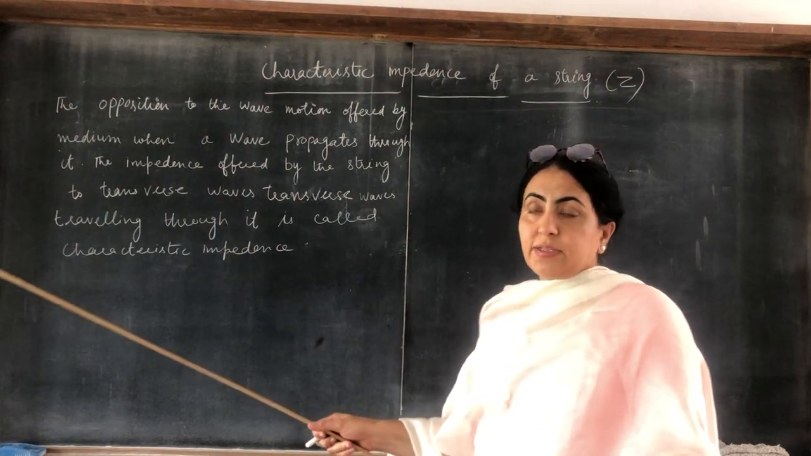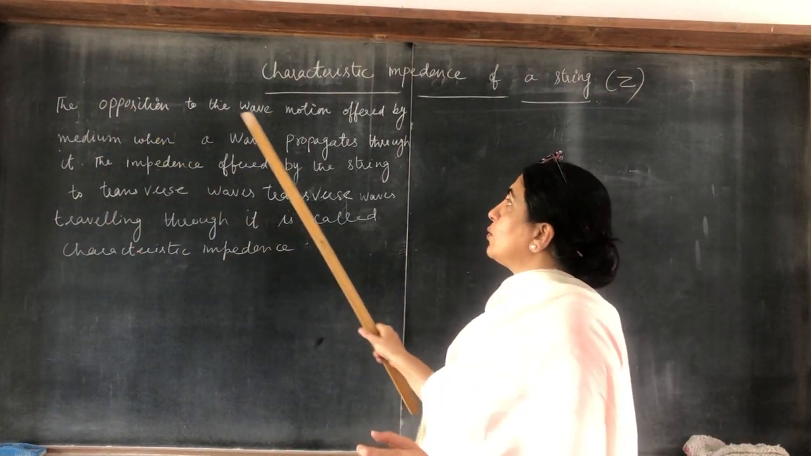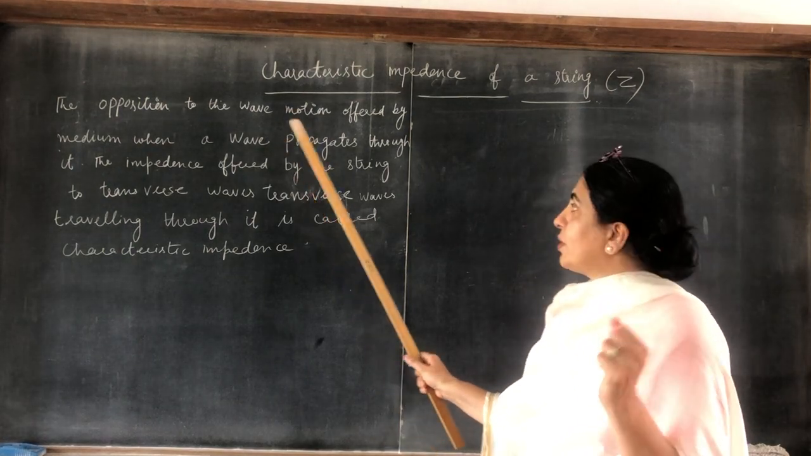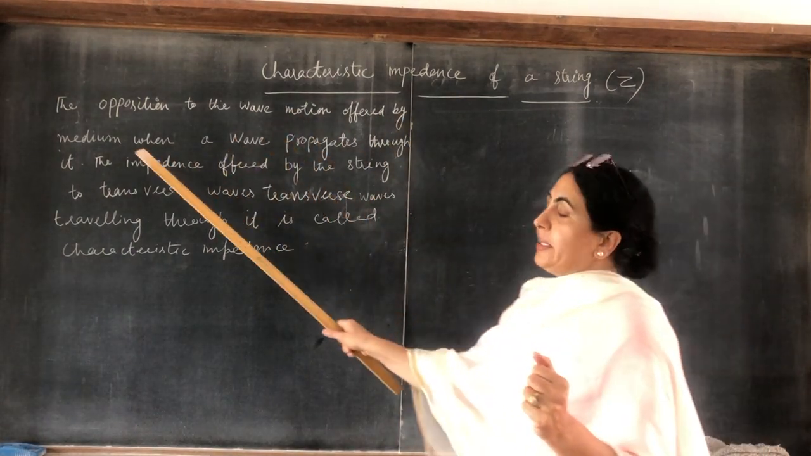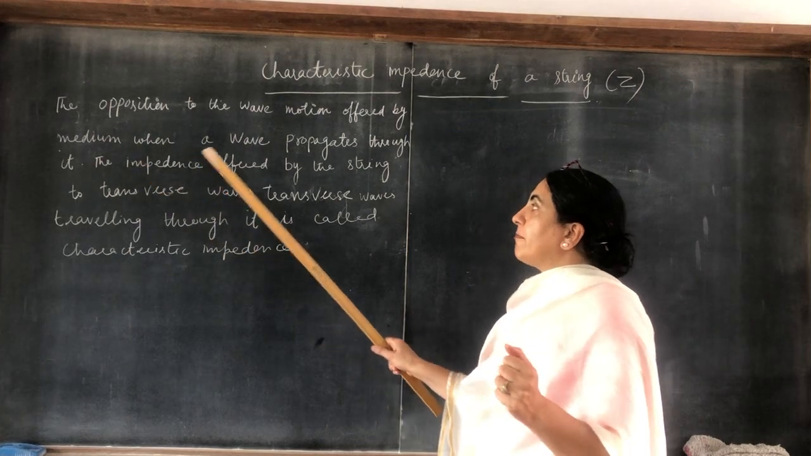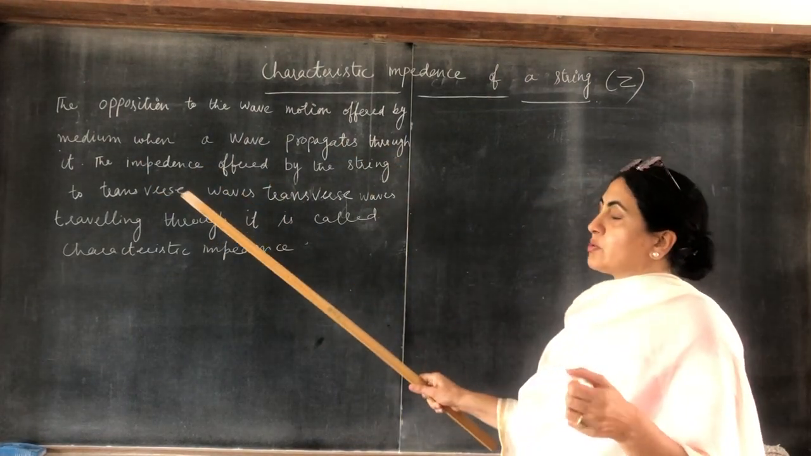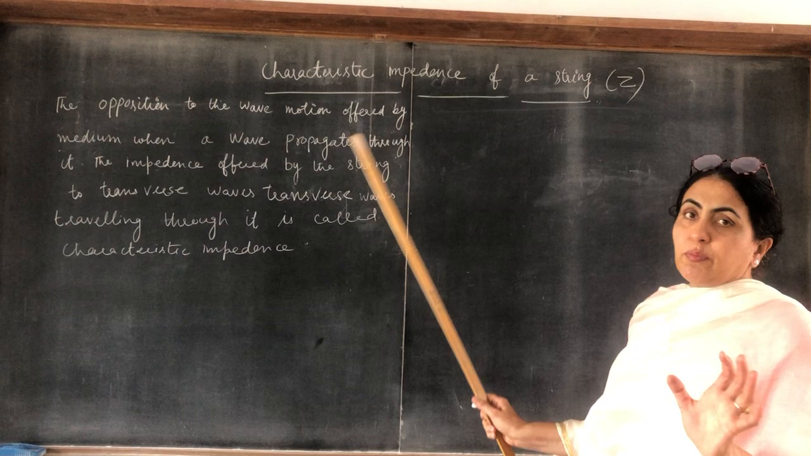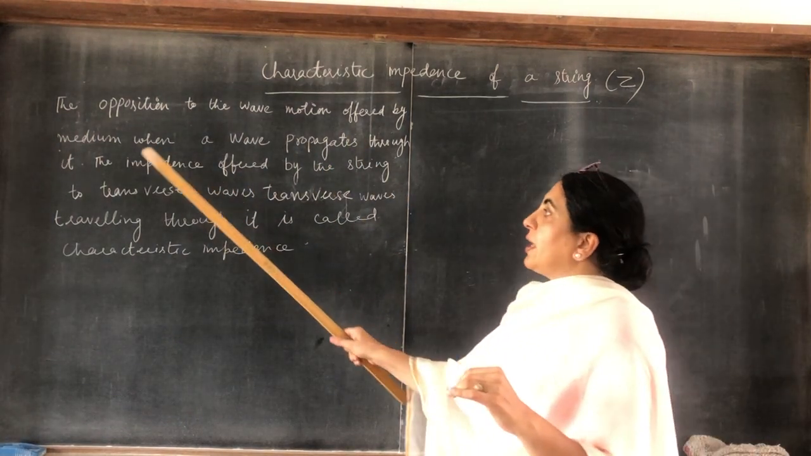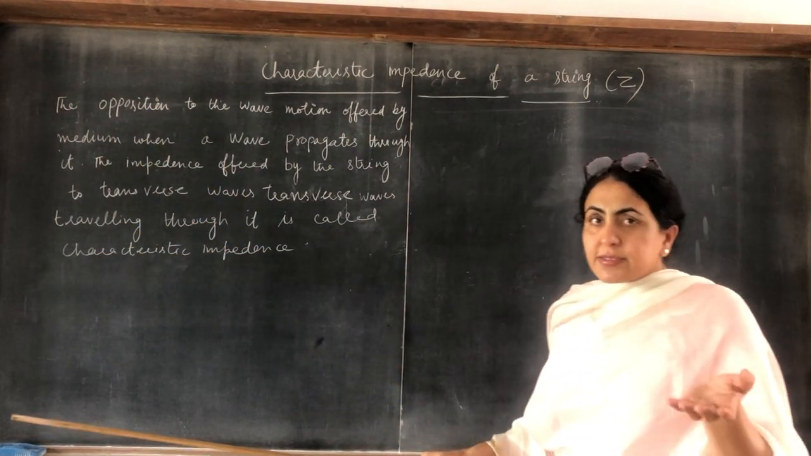We know what impedance is: the opposition to the wave motion offered by the medium when a wave propagates through it. So it is the opposition to the wave motion offered by a medium. This is impedance. And what is characteristic impedance?